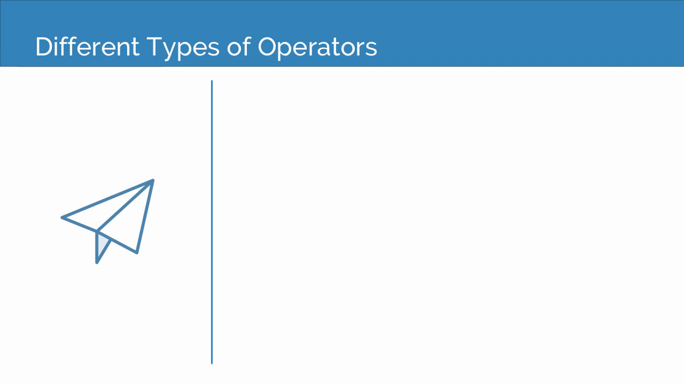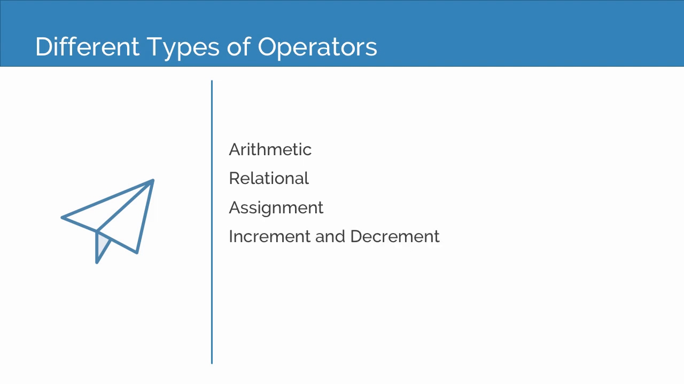For example, we have arithmetic, relational, assignment, increment and decrement operators, logical, and at last we have the ternary operator. Now these operators, as mentioned in front of you, are very important and basic operators. We are going to discuss all these operators one by one from the next video onwards. And all these operators mentioned are widely used while creating any Java application.